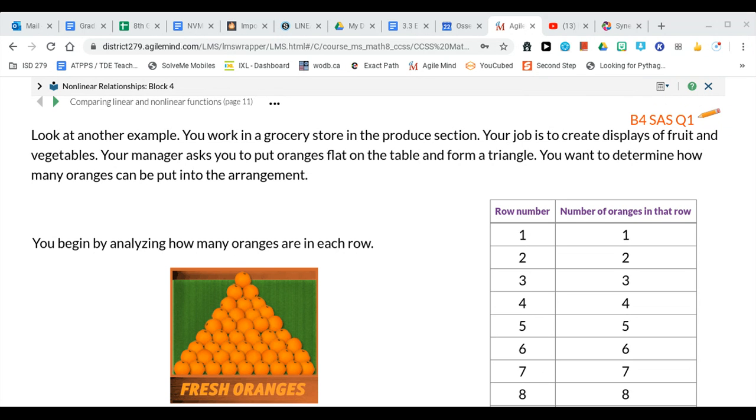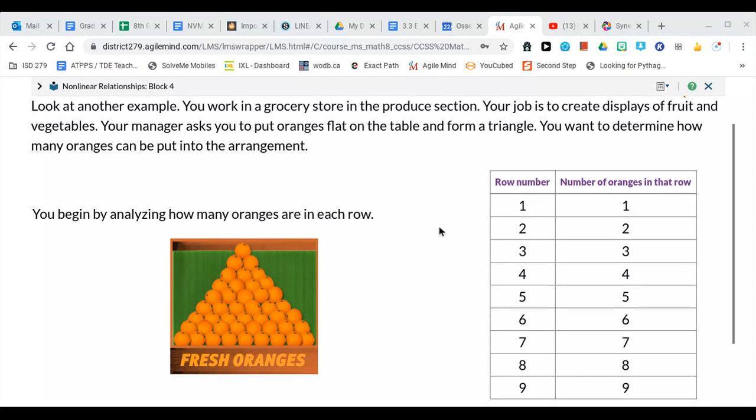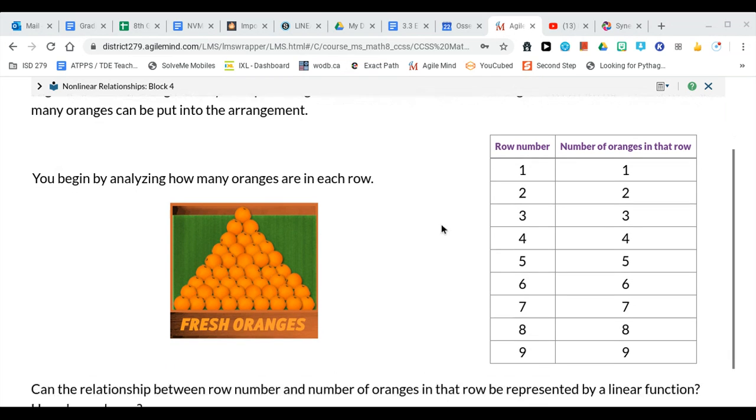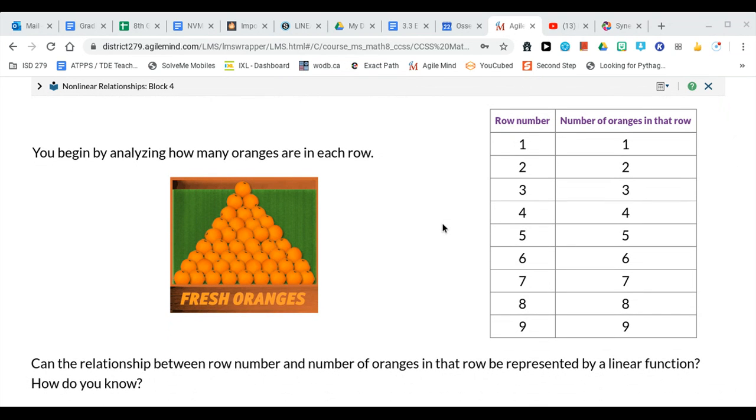Look at another example. You work in a grocery store in the produce section. Your job is to create displays of fruit and vegetables. Your manager asks you to put oranges flat on the table and form a triangle. You want to determine how many oranges can be put into the arrangement. You begin by analyzing how many oranges are in each row. So here we have the picture of the oranges. As you can see, they're in a triangle.